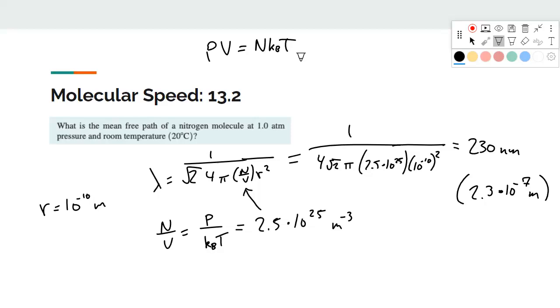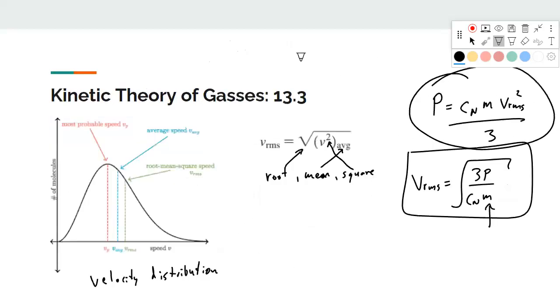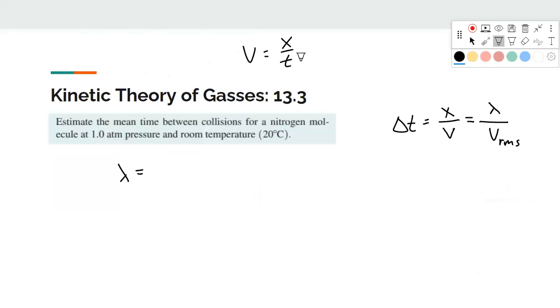Okay, so the reason I do this calculation is that this is for nitrogen at 1 atmosphere at 20 degrees Celsius, which is the exact same as the problem that we're doing now, so that we can just use that result. So 2.3 times 10 to the negative 7 meters is our mean free path.